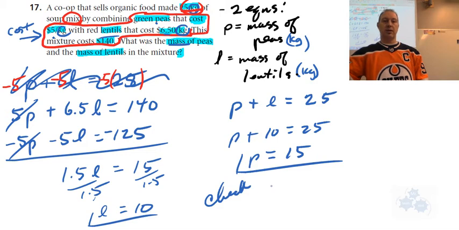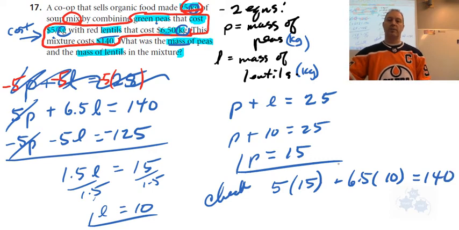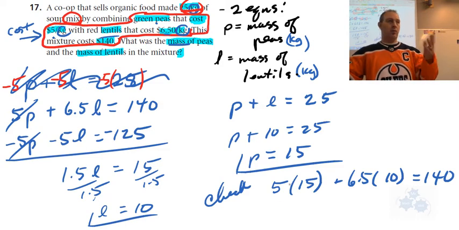So let's check the other one. 5 times 15. That's the second equation. Plus 6.5 times 10 should equal 140. So let's see if that works. What's 5 times 15? Yeah, that's good. Without your calculator, you can do this a couple ways.